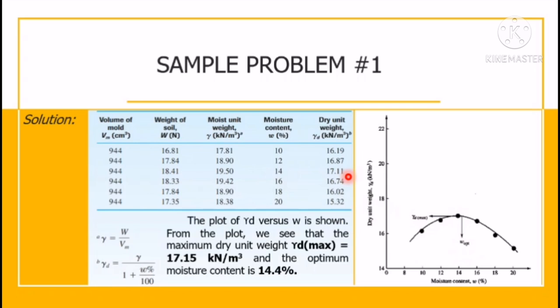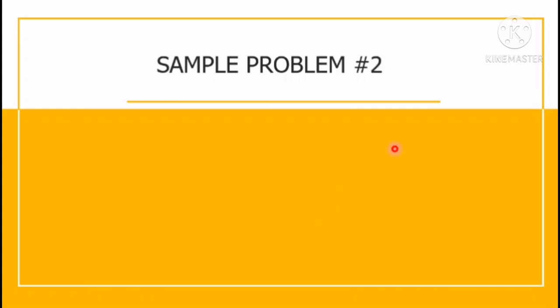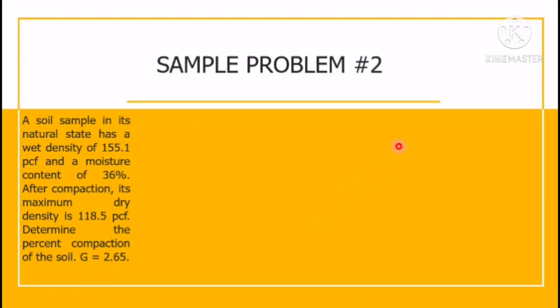Okay, for sample problem number 2, a soil in its natural state has a wet density of 155.1 pcf or pounds per cubic feet and a moisture content of 36%. After compaction, its maximum dry density is 118.5 pounds per cubic feet. Determine the percent compaction of the soil, given specific gravity equal to 2.65. So, how are you going to solve the problem?